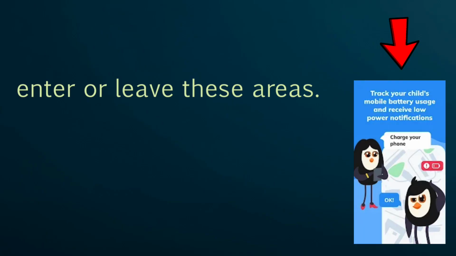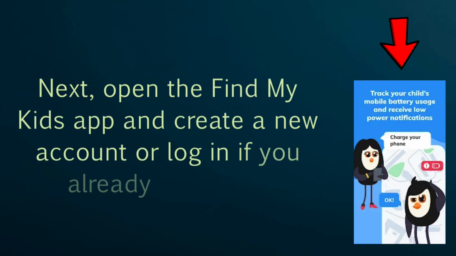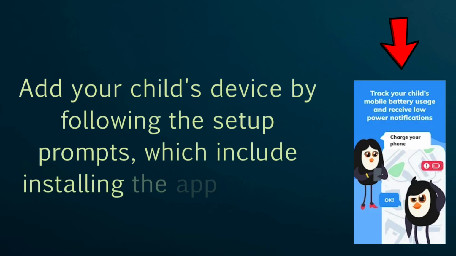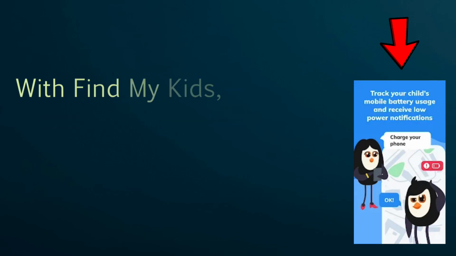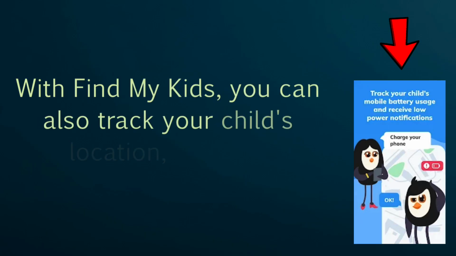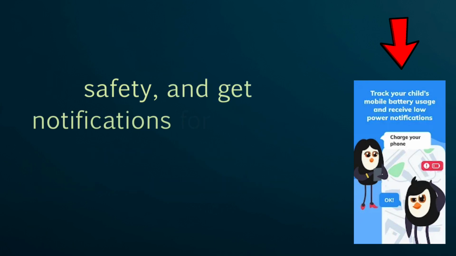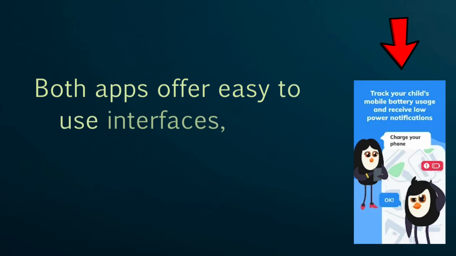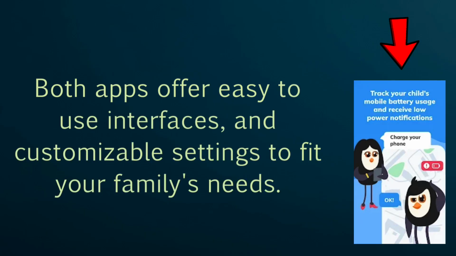Next, open the Findmykids app and create a new account or log in if you already have one. Add your child's device by following the setup prompts, which include installing the app on their phone and granting necessary permissions. With Findmykids, you can also track your child's location, listen to surrounding sounds for safety, and get notifications for specific activities. Both apps offer easy-to-use interfaces and customizable settings to fit your family's needs.